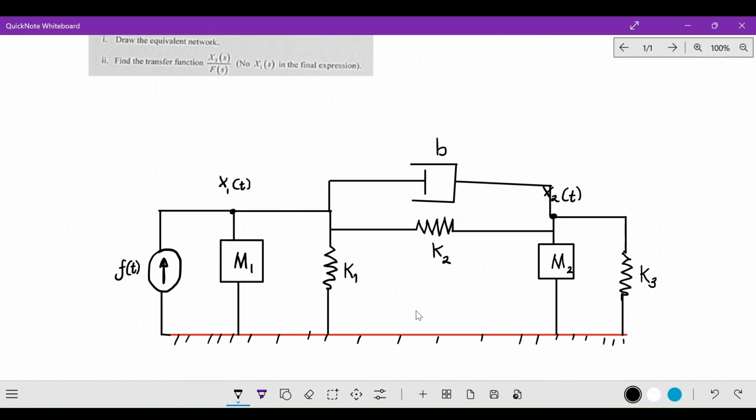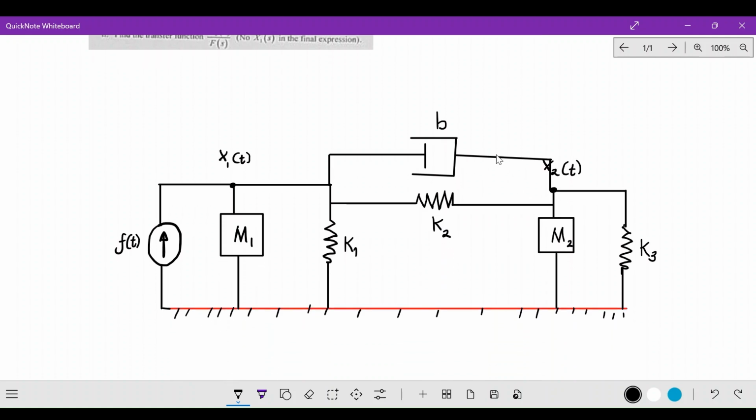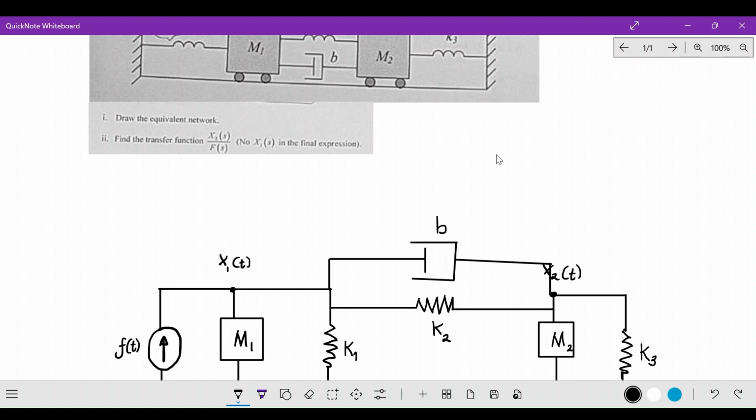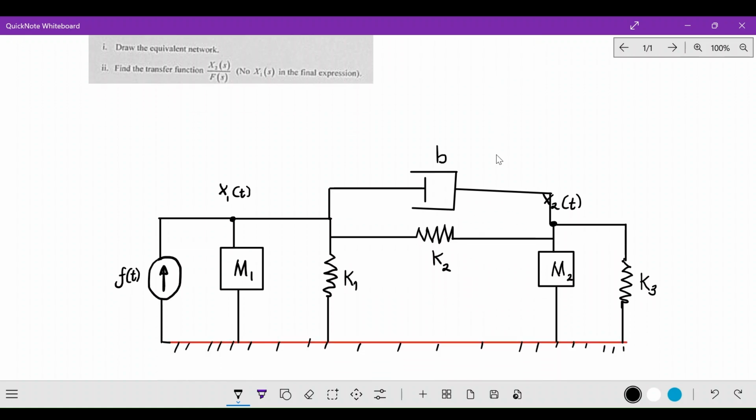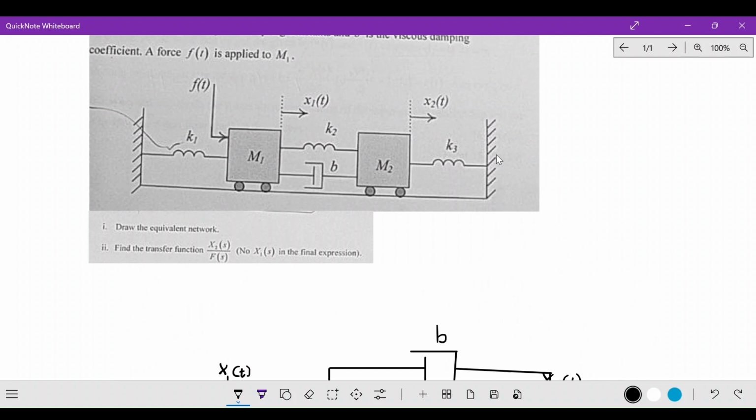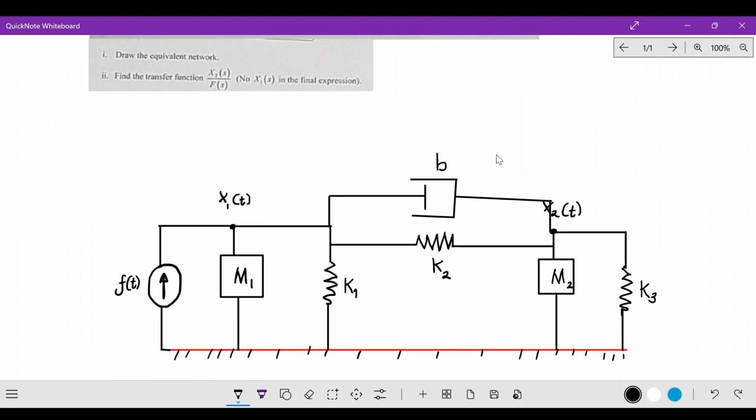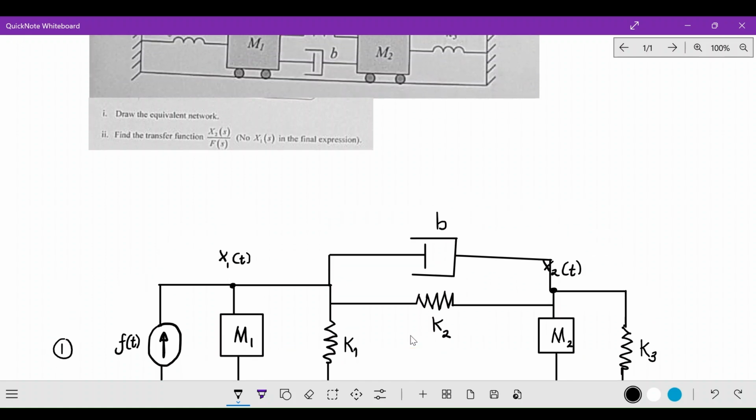Okay, so now this is a complete equivalent system. This is a complete equivalent network, this mass network here. So that's the end of question number 1. Part 1, we are done. So this is equivalent.